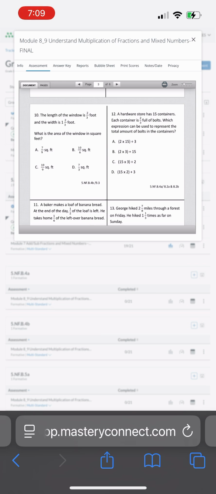Number 12. A hardware store has 15 containers. Each container is 2/3 full of bolts. Which expression can be used to represent the total amount of bolts in the containers? A, 2 times 15 divided by 3. B, 2 times 3 divided by 15. C, 15 times 3 divided by 2. D, 15 times 2 divided by 3.